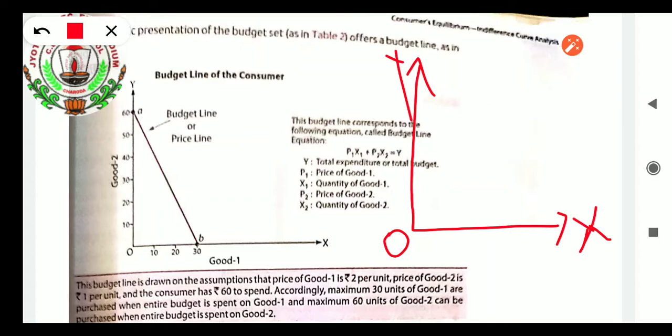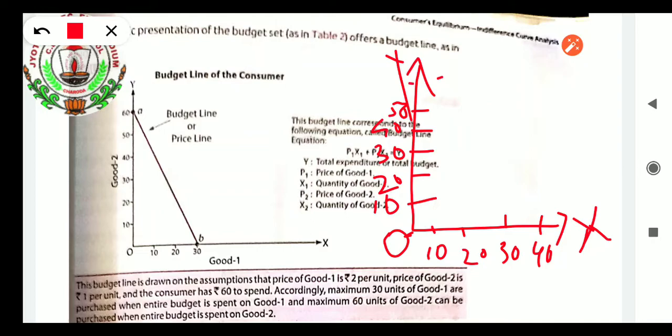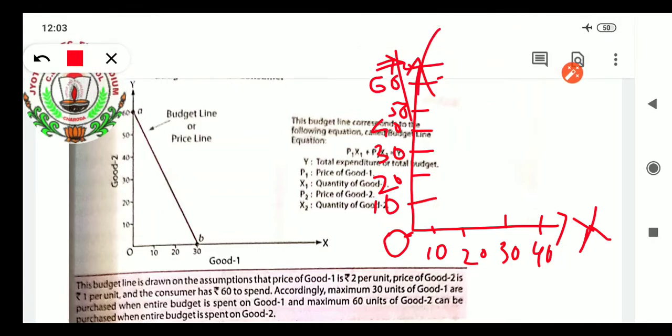Is it clear to you? Remember the thing you have seen. Here, instead of 1, I will take 10, 20, 30, 40. Here I will take 10, 20, 30, 40, 50, then 60. You can take 70 more, as you have to extend the axis.